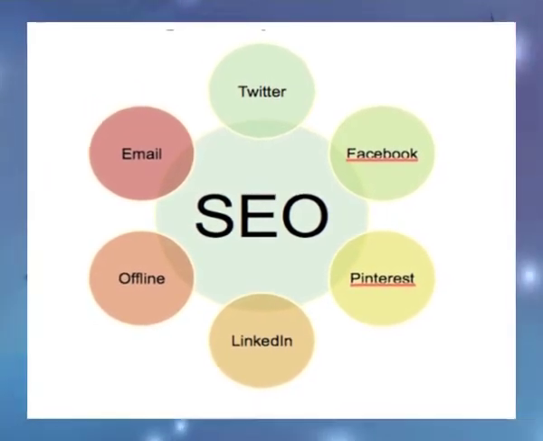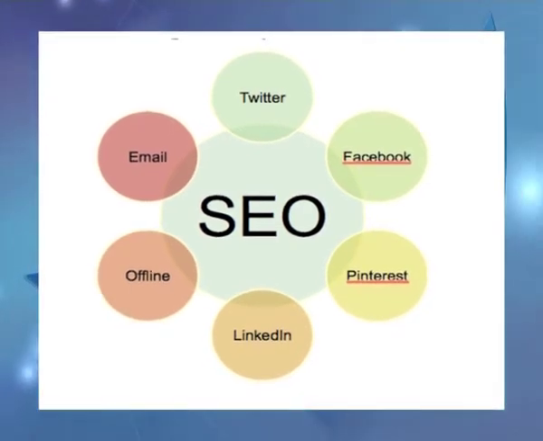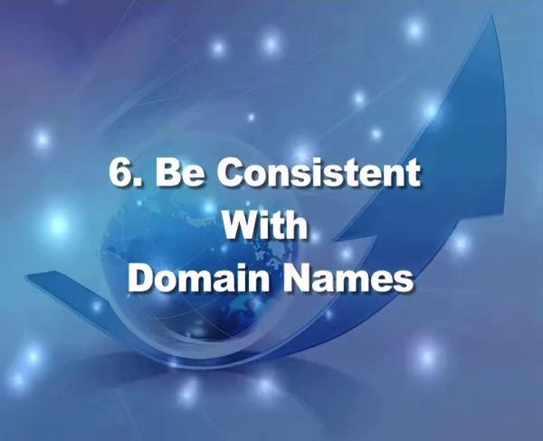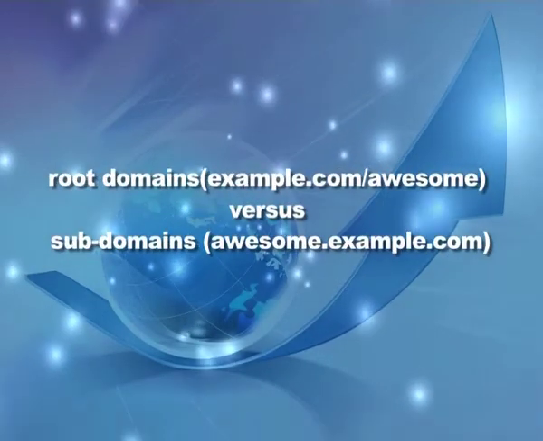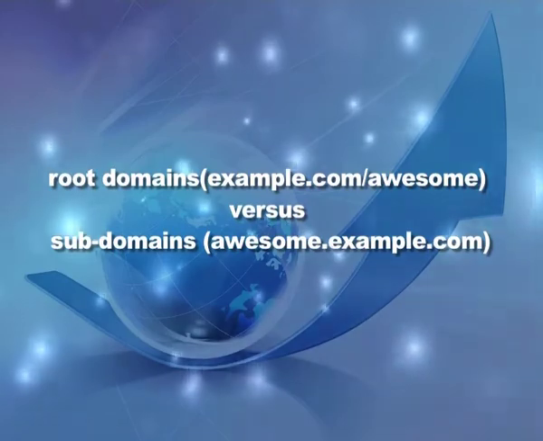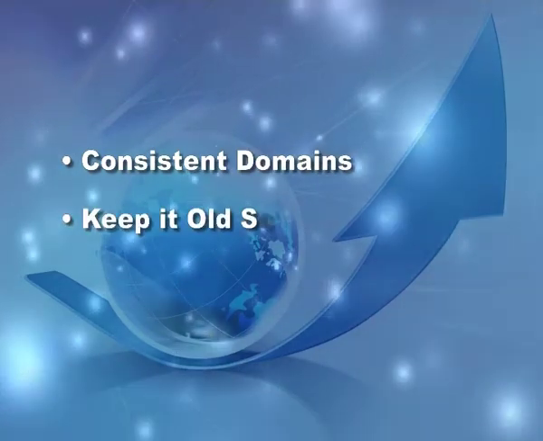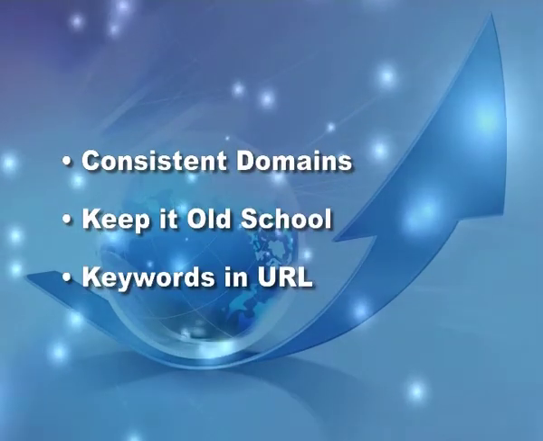These multi-channel platforms include Facebook, Twitter, etc. 6. Be consistent with domain names. Domain naming is so important to your overall foundation. So as a best practice, you're better off using root domains like example.com/awesome, versus subdomains like awesome.example.com. Some other best practices with domain names are consistent domains, keep it old school, keywords in URL.